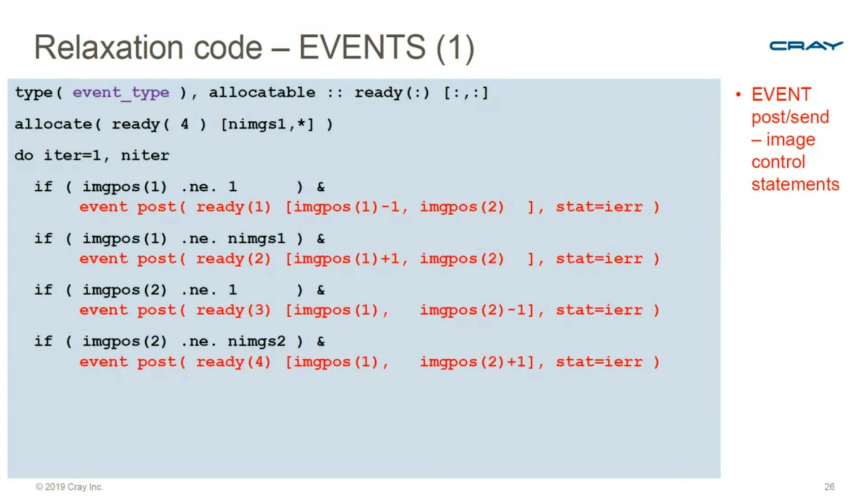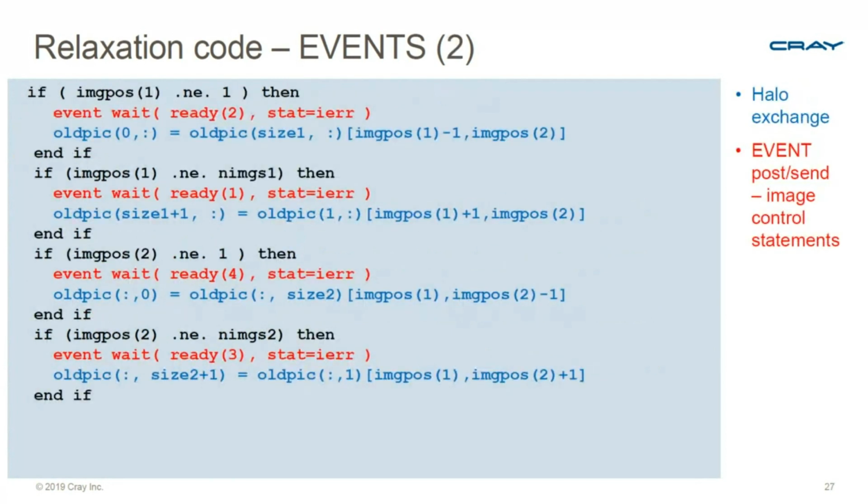So to post an event, you just call event post on the variable, but on the remote image, right? So you're posting an event to another image saying I've done something, right? Essentially, I've got my halo edge ready for you, right? So you send the event, you post the event, and then on the other side, you wait on the event. So this is a local operation. So image 1 could have posted an event to image 10, and then on image 10 we do a wait. So we sit there waiting, and then when ready 2 receives that event, we can carry on. So it's a way to split up all of that synchronization in a split phase way.